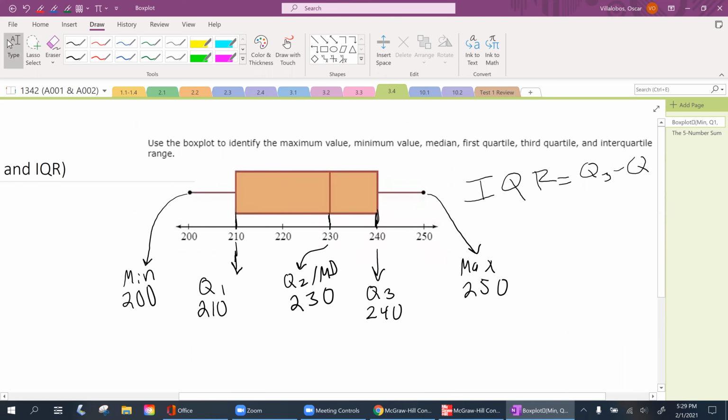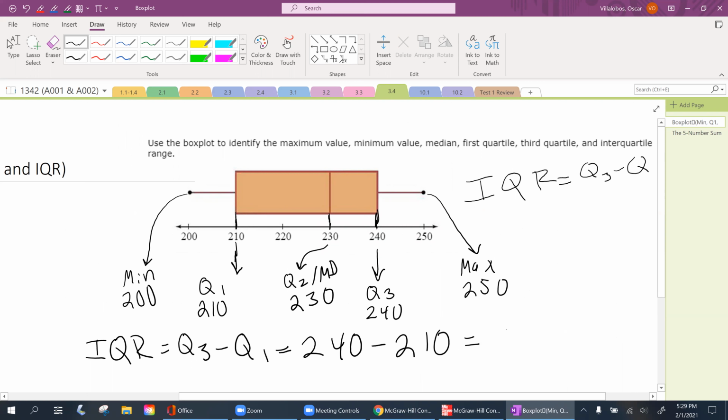And the only one you would have to compute would be your IQR, which we said is Q3 minus Q1, with Q3 being 240 minus 210, which gives me 30. So these are going to be the values that I'm looking for.